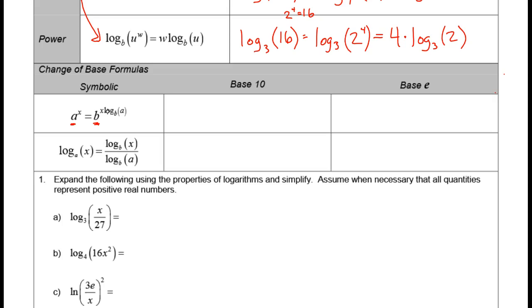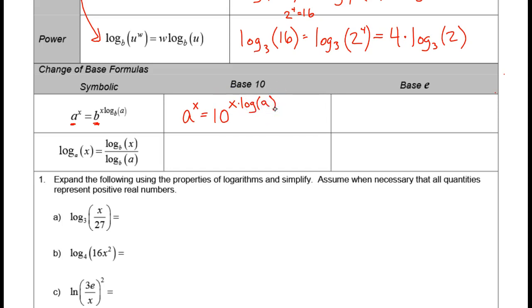I'm going to show you a base 10 example of what that looks like, and then a base e example, because those are the two bases we use most often. So if we have a to the x and we want to rewrite that in base 10, well, b equals 10, and that's going to be x times log base 10 of a.